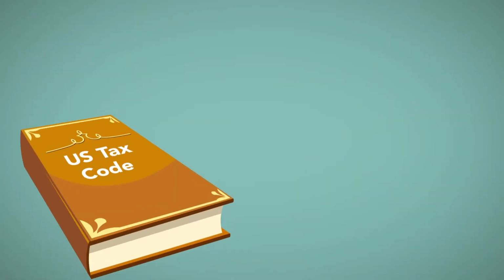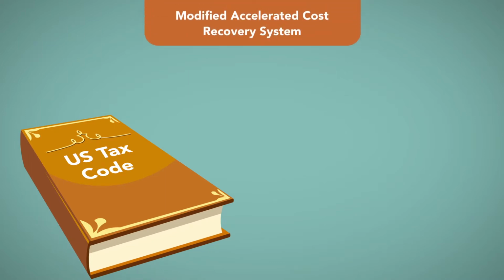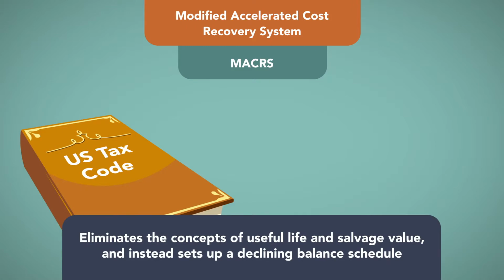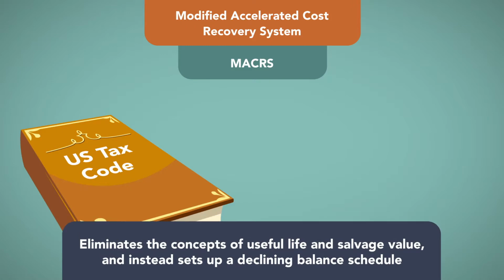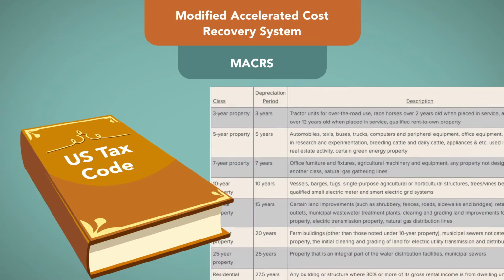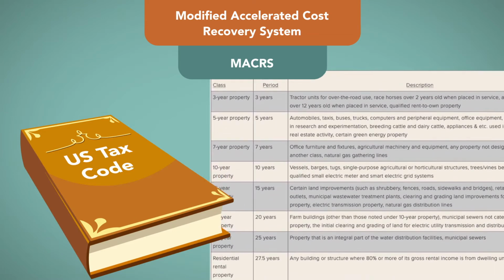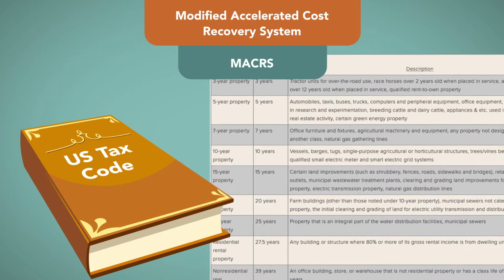The final method, provided by the U.S. tax code, is called the Modified Accelerated Cost Recovery System, or MACRS. It eliminates the concept of useful life and salvage value, and instead sets up a declining balance schedule. The schedule classifies assets into categories and specifies the amounts that may be expensed annually as depreciation.